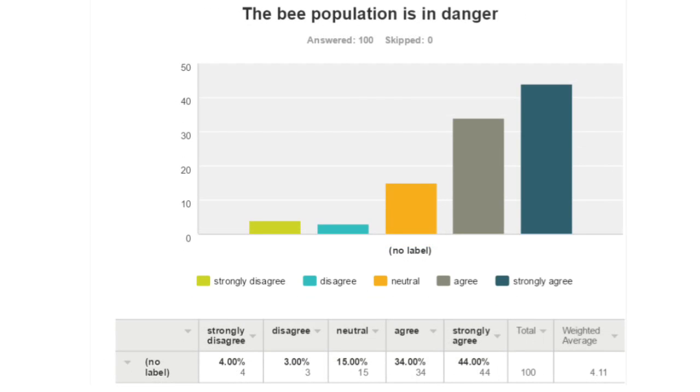Lastly, our fourth question was even more spread out than any other question, with 15% of individuals having a neutral response. Even with so many neutral responses, the data was still skewed toward agreement in the bees' population being in danger.